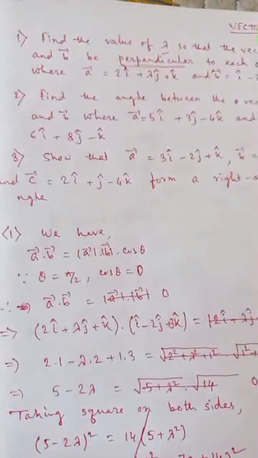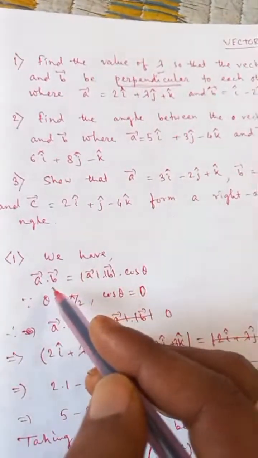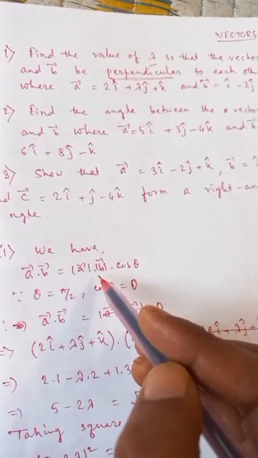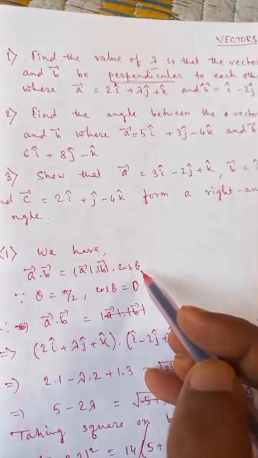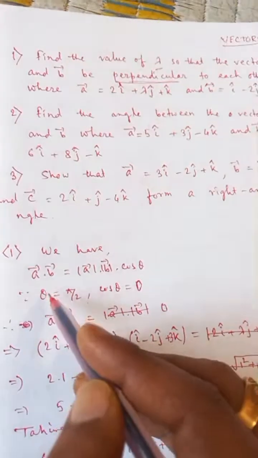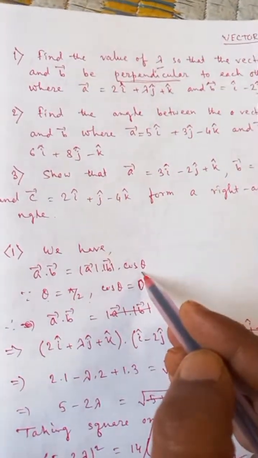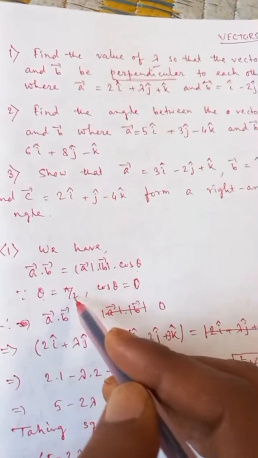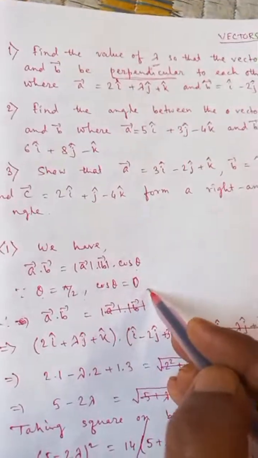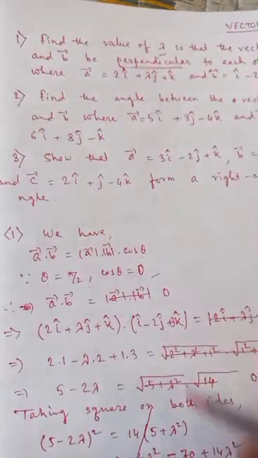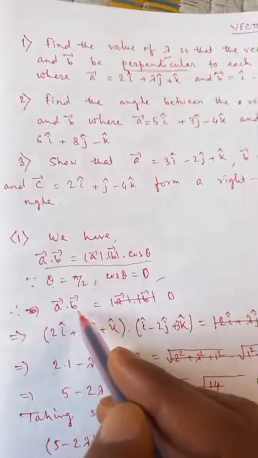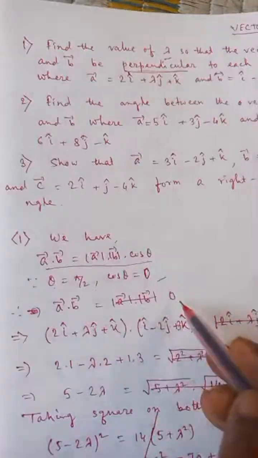From the scalar dot product, we know that A vector dot B vector equals mod of A vector multiplied by mod of B vector multiplied by cos theta. If they are perpendicular to each other, the angle theta between the two vectors equals pi by 2. So cos theta is equal to 0. Now this form changes to A vector dot B vector equals 0.